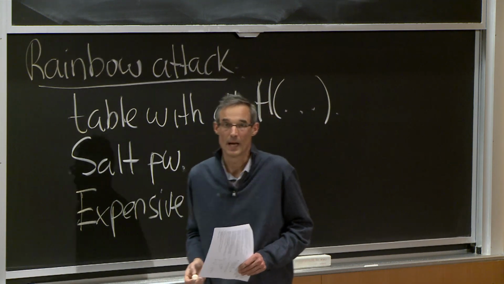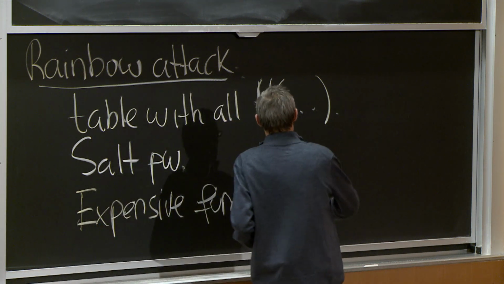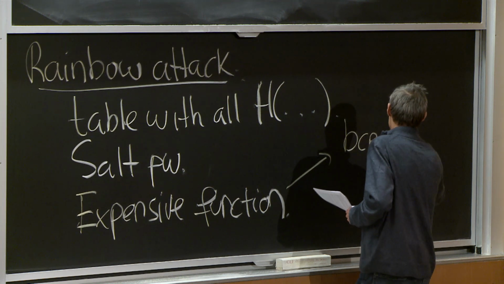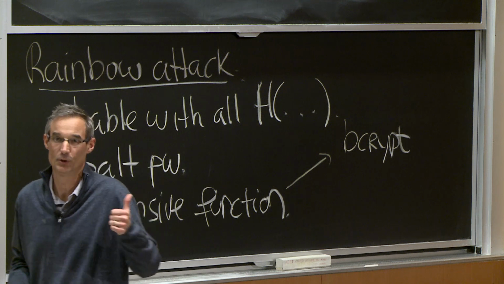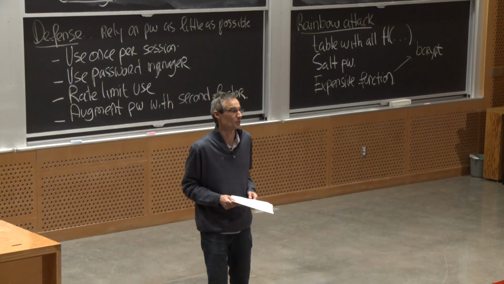In fact, there are hash functions totally designed for this particular purpose. If you're interested, Google bcrypt or some of the other ones. These are hash functions that have the property that they're still cryptographic hash functions, so one-way functions, but they're expensive to compute. They take many, many, many cycles.